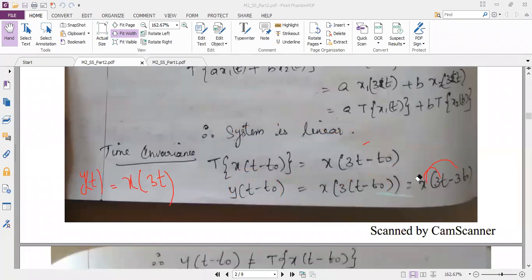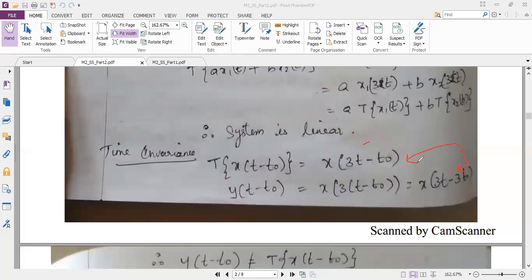So now I am just comparing it. If I compare these two right hand sides, are they equal? No. So my answer is, it is not time invariant.